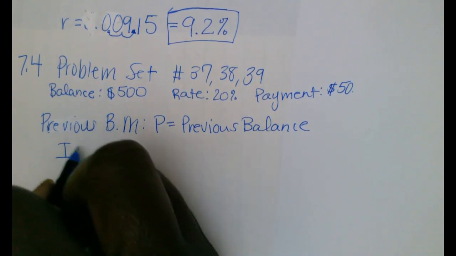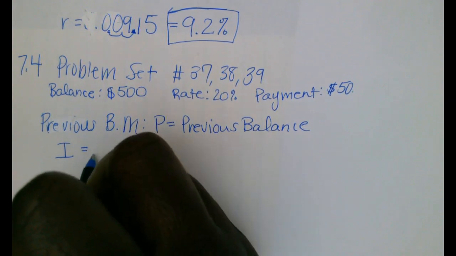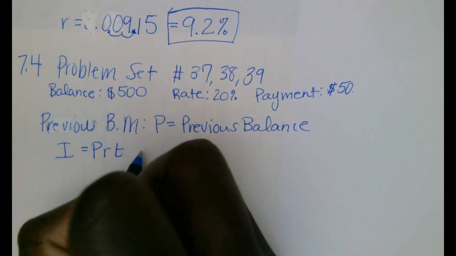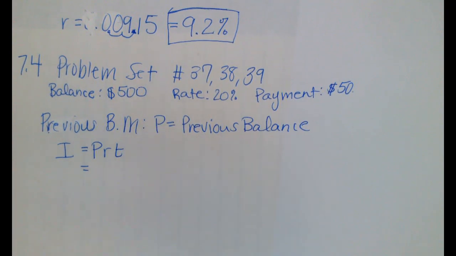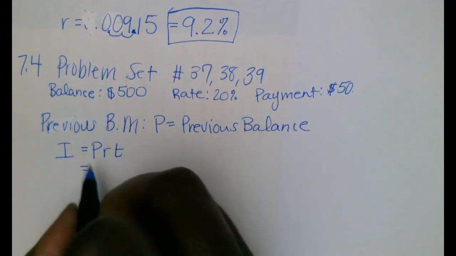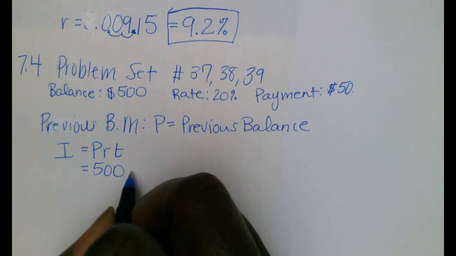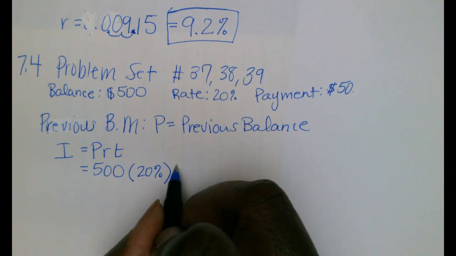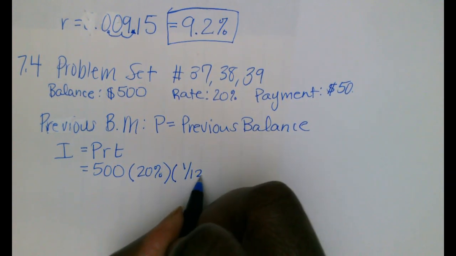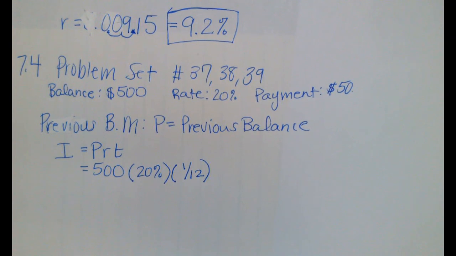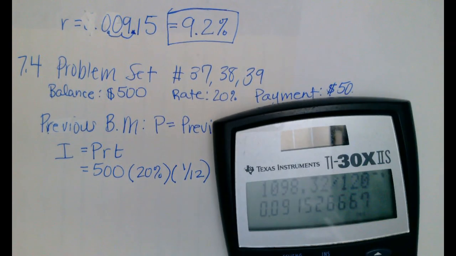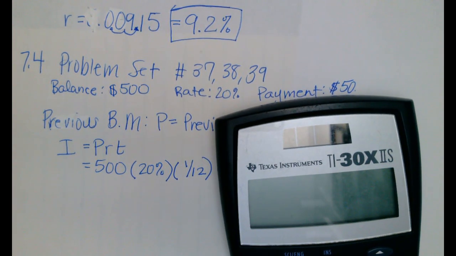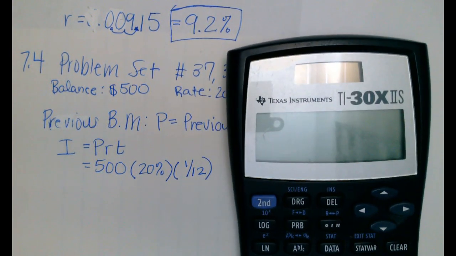Okay, so I equals PRT, because we're talking about credit card interest, which is going to be 500 times 20% times 1/12. Credit card payments are monthly. Since we're dealing with interest, we still have to make it in terms of a year. So one part of the year is 1/12 for a credit card.